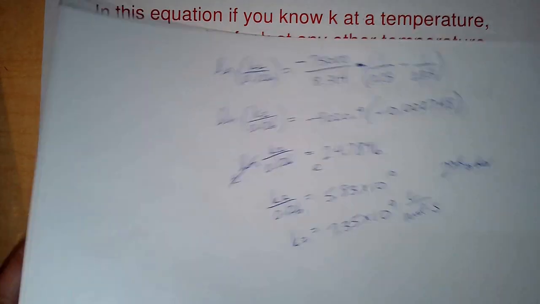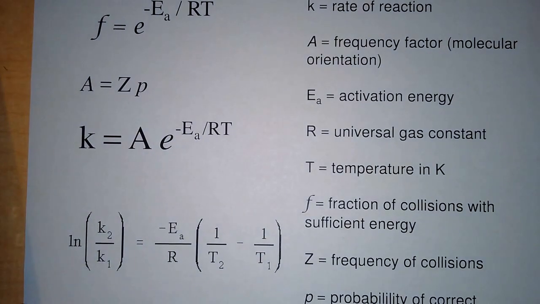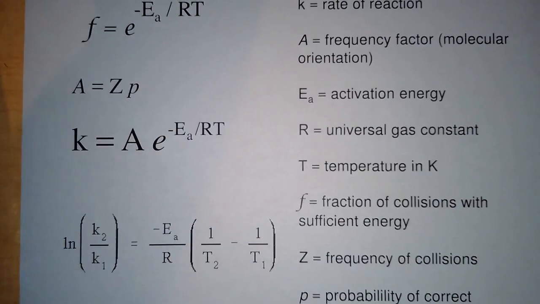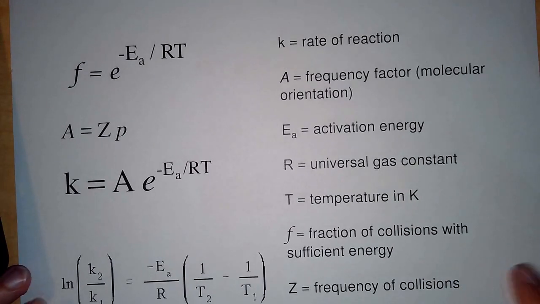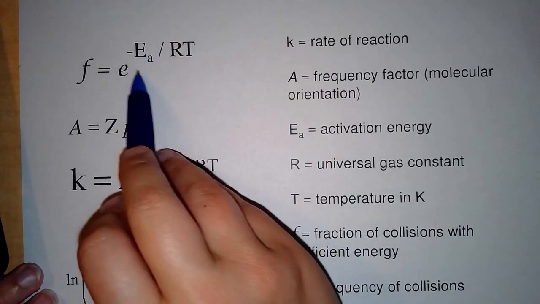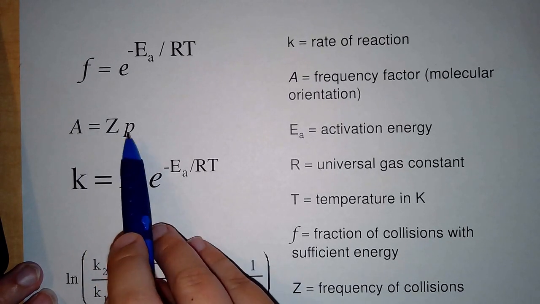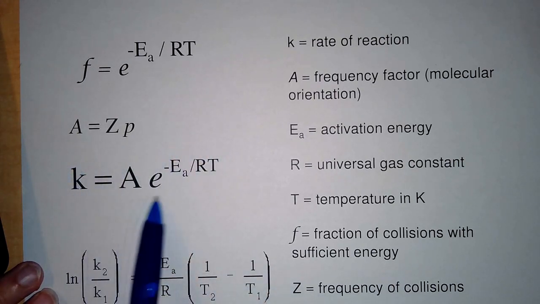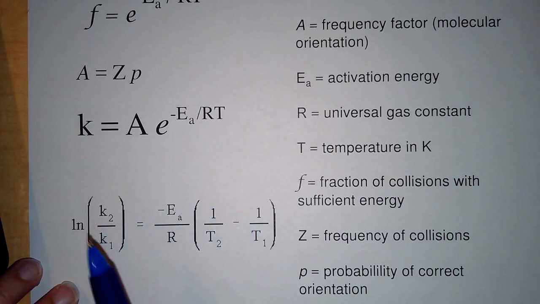Right, and the last part of this is just the summary of all the equations that we've looked at for this part. Alright, so we have our fraction of molecules that have sufficient energy. We have our frequency factor being the number of collisions times the probability of a good collision. Arrhenius equation. Alright, and then the form of the Arrhenius equation that allows us to calculate K at a different temperature. So make sure you understand each of these equations and how to use them.